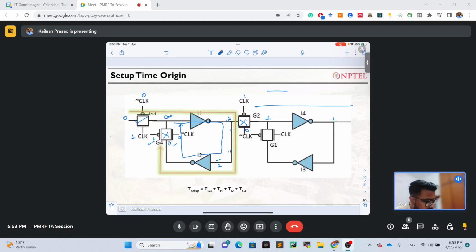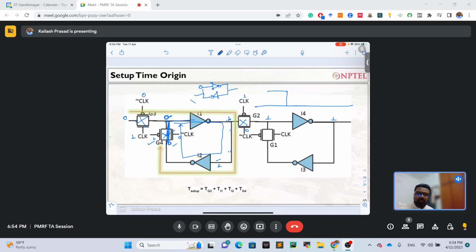For this transmission gate to be turned on, the clock should go from 1 to 0. As the clock goes from 1 to 0, this will be turned off and this will be turned on. So whatever 0 was here, and it was already a 0, the proper connection will be made. And you can see that the data will be like this now. So whatever the data is here, that is actually properly latched.